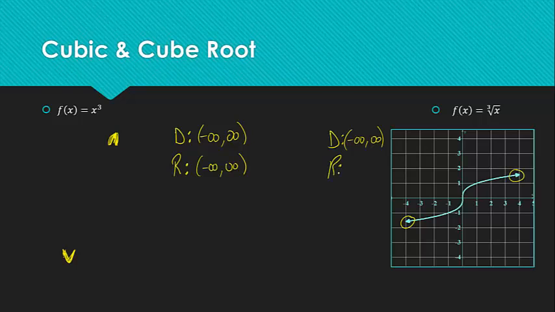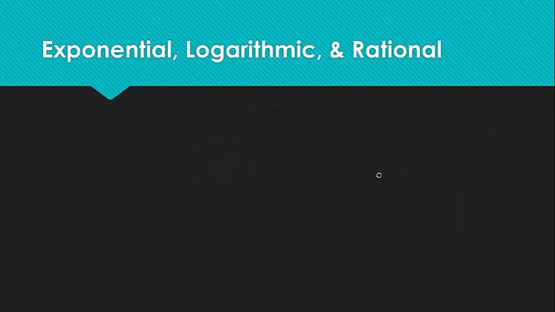Now our range, pretty much the same thing, arrow going downwards, arrow going upwards, so we got negative infinity to infinity. Alright, moving on. Domain, range, and graph. Exponential, logarithmic, and rational. Let's get these ones done.